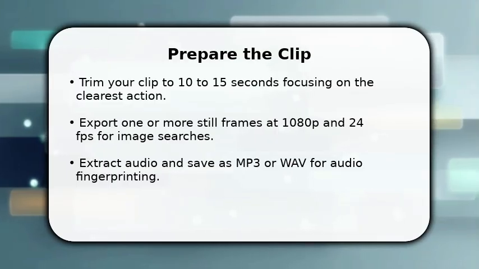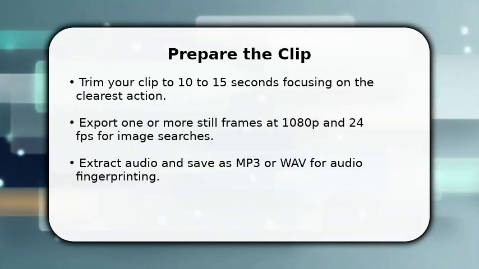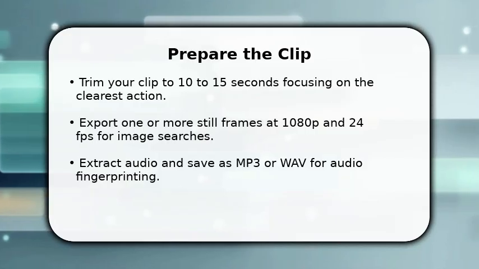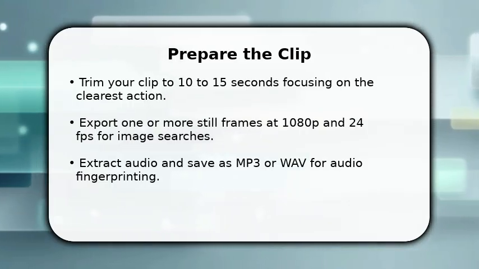Trim your clip to 10 to 15 seconds, focusing on the clearest action. Keep the segment that shows unique visuals or text for best results. Export one or more still frames at 1080p and 24 FPS for image searches. Save those frames as PNG or JPG files with clear file names.